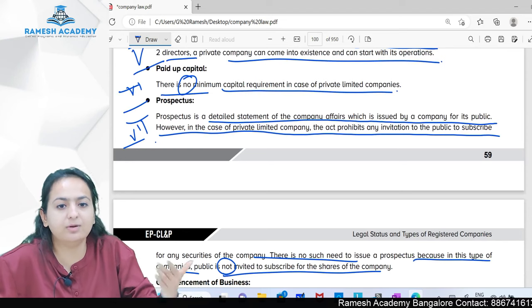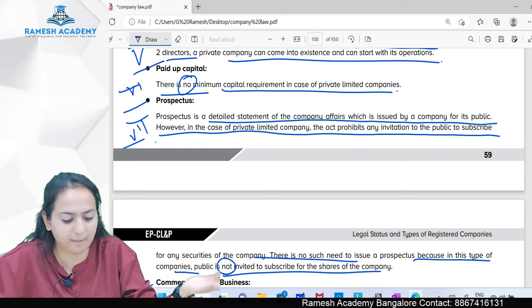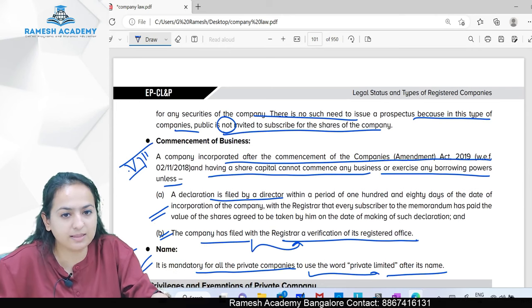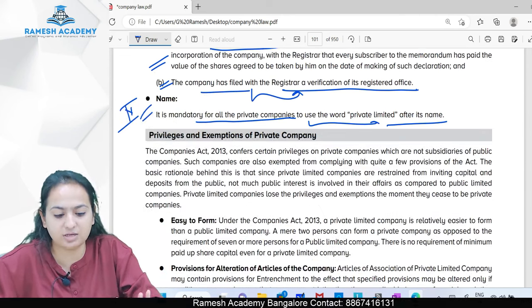Prospectus, not to be issued. Why? Because you cannot give shares to the public. Commencement of business, how will you commence? By giving 2 things: a declaration by the director, and the company's filed verification with the registrar.